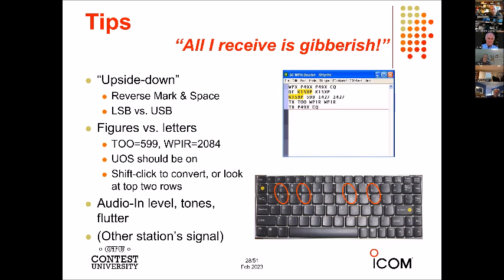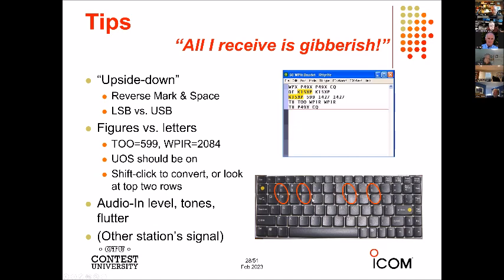So what this means is if you get, like up here in this example, TOOWPIR, what you're expecting is 599 and a serial number. And if you look, TOO, T is 5 and O is 9. And so you can translate that just by looking at your keyboard.